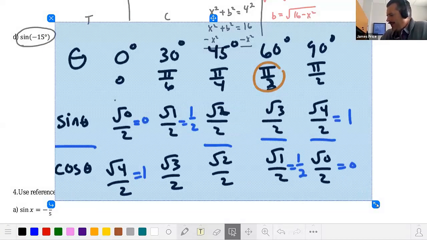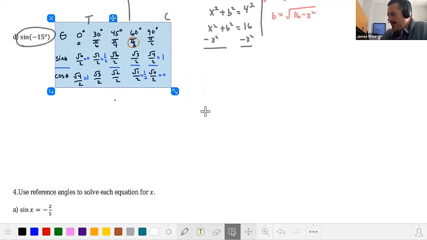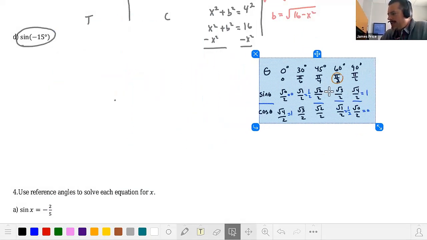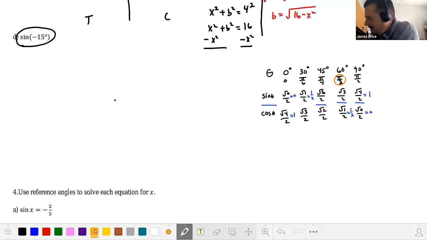And so notice there's no 15 in this reference table. So we're kind of out of luck to begin with, but there are ways to make a 15. There are a couple ways to make a 15 actually. I think the easiest way is just by using a 30 and a 45. I think that's the easiest way to make 15. And I want to make negative 15.